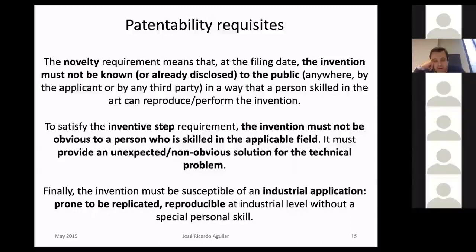The third requisite is a very simple one, which is the need for the invention to have an industrial application. So it should be prone to be replicated, reproducible, departing from the patent specification. So not depending on any specific human skill of a given person. So anyone that works in the field must be able, reading that patent specification, to understand, and also to perform that invention. So it's quite easy, this one, to overcome.